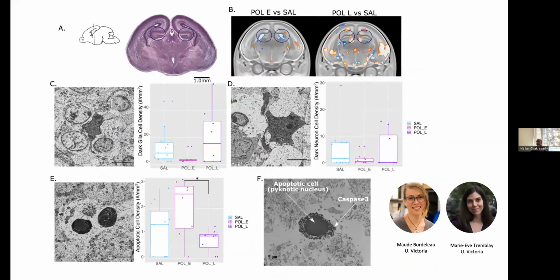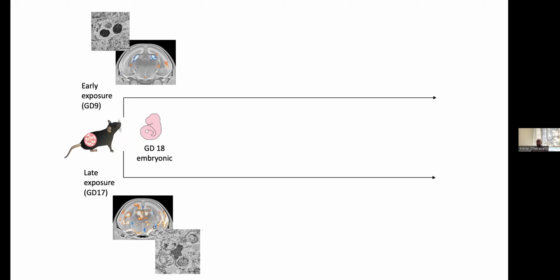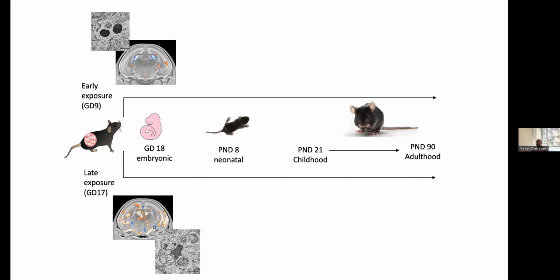life. And so if we go back to this idea of being able to stitch together a timeline of the whole lifespan, you can now start thinking about what happens at GD18 in the embryonic stage and how early and late exposure may differentially impact the anatomy of the brain. Which leads us to then ask, okay, what's happening later in life? So early on, neonatally, and then stitching together this timeline from childhood to adulthood.